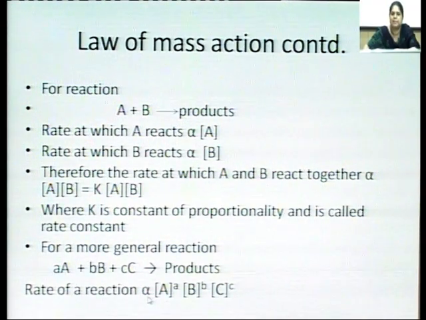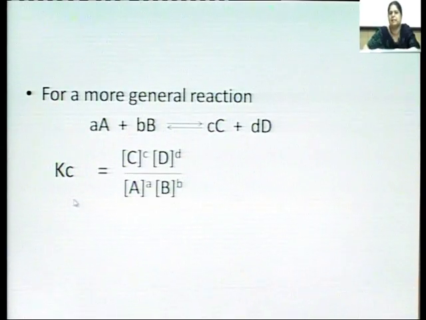Now, if we remove this sign of proportionality, then the expression can be written as Kc, sorry, this is the equilibrium constant Kc, which will be equal to the ratio of the product of the concentration of the products to the product of the concentration of the reactants, with each concentration term raised to the power equal to the number of moles of that component or the stoichiometric coefficient of that component.